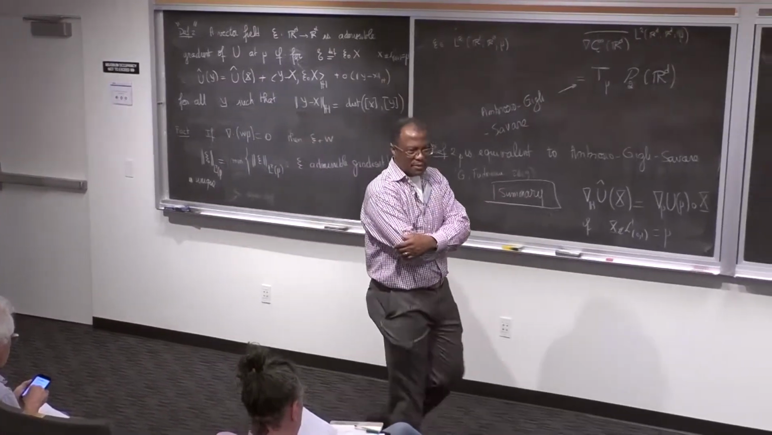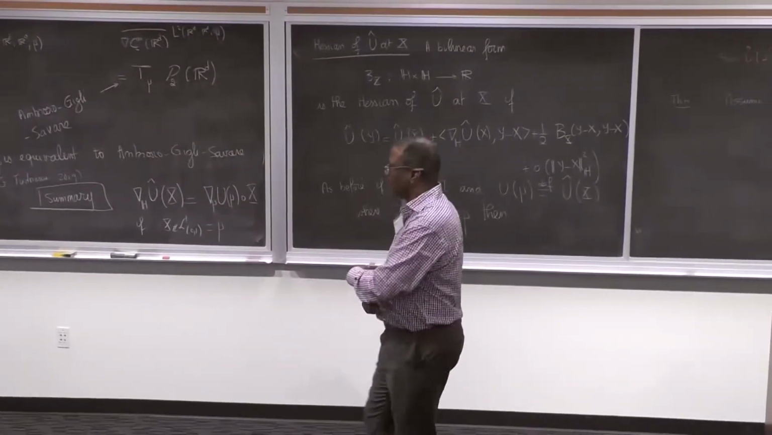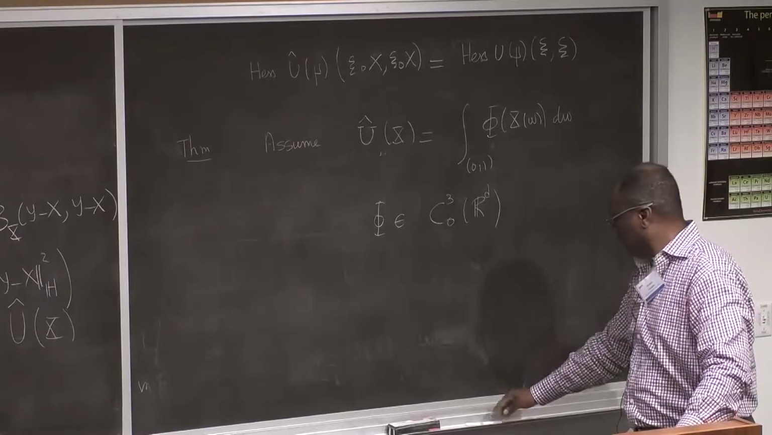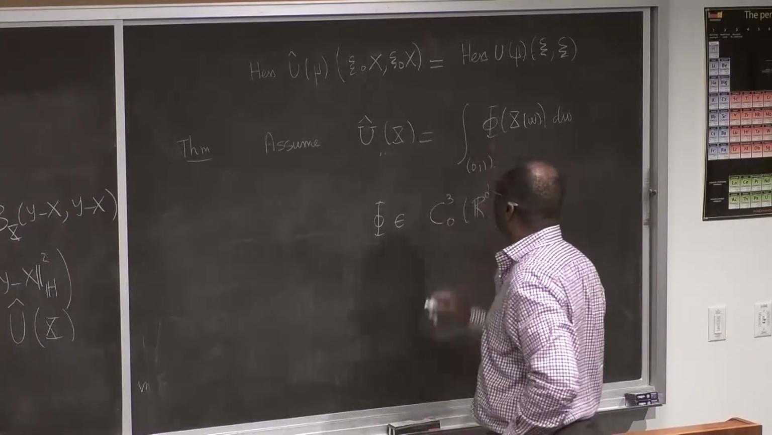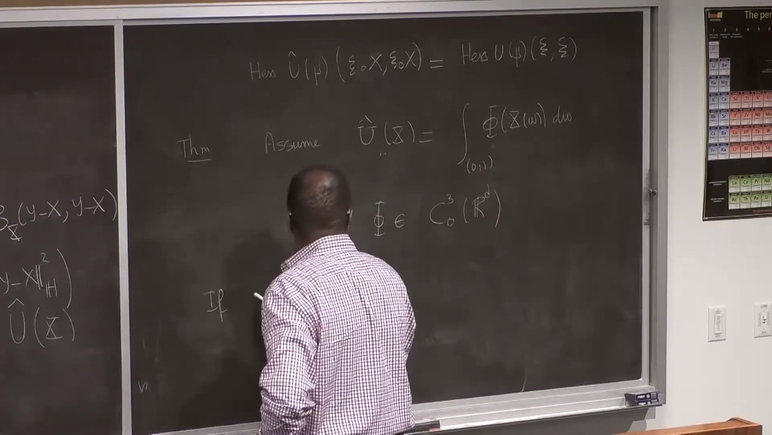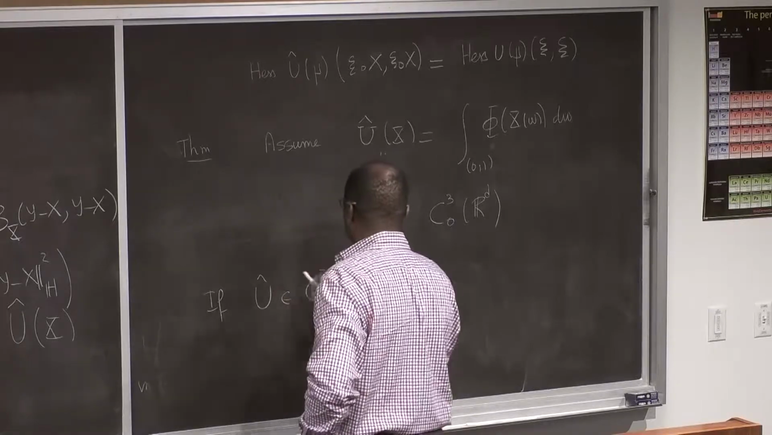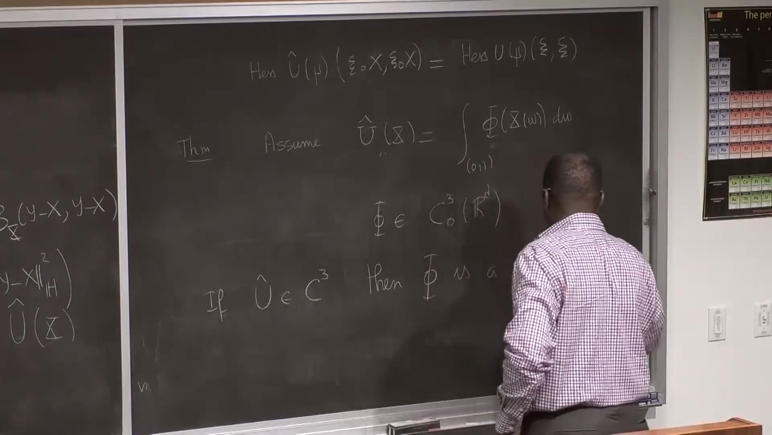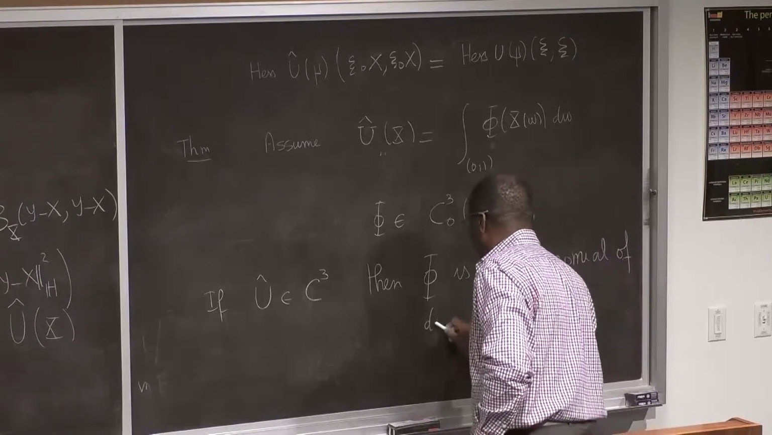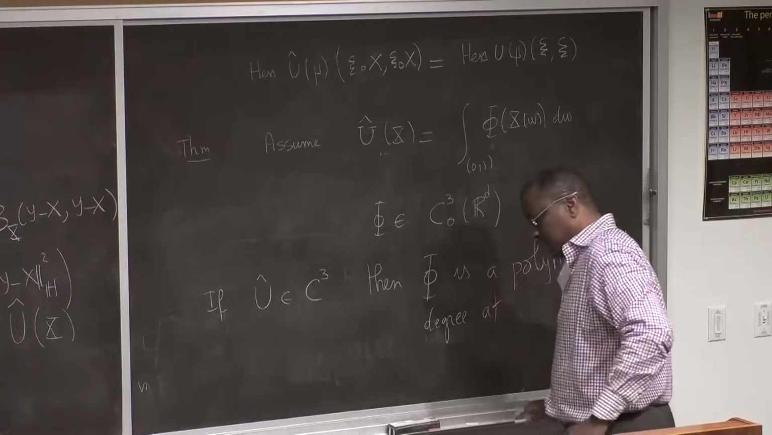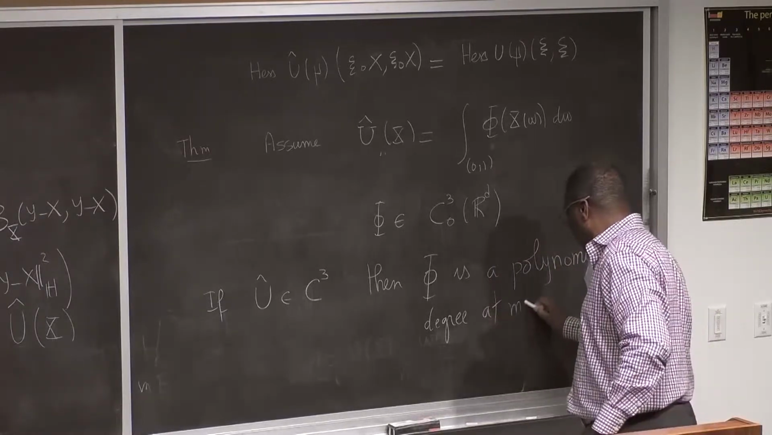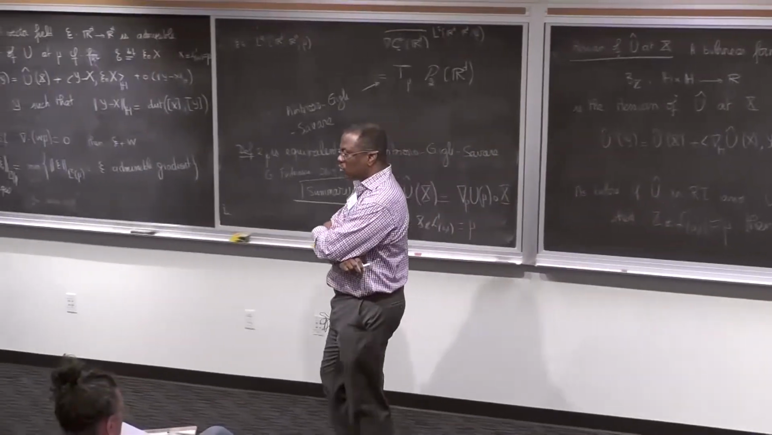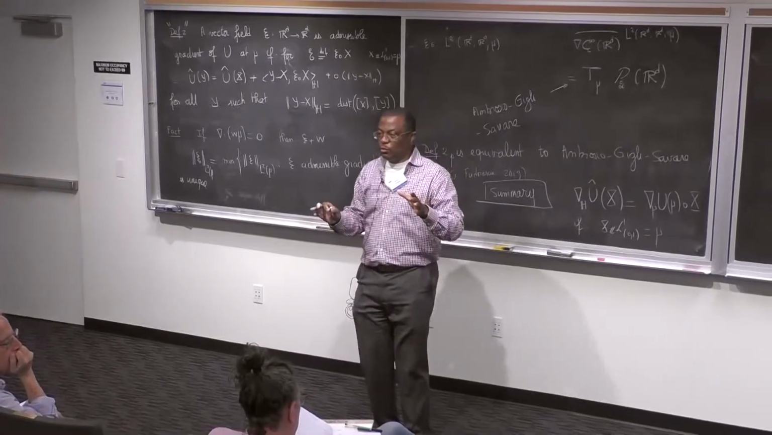So I can spend a good time trying to prove that result. But in fact, what I'm going to prove is that phi is 0. So here is my statement. Assume this is true. If u hat is of class C3, then phi is a polynomial of degree at most 2. And so if the function is of compact support, then it has to be 0.